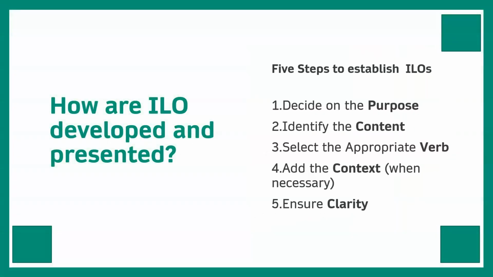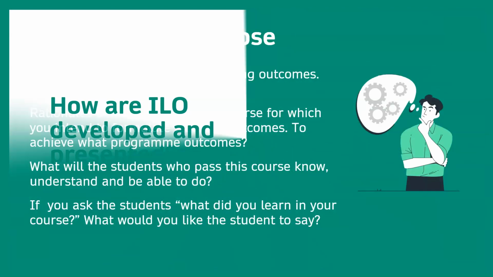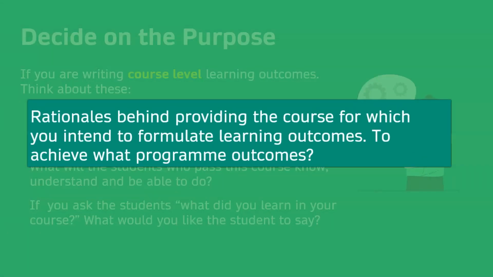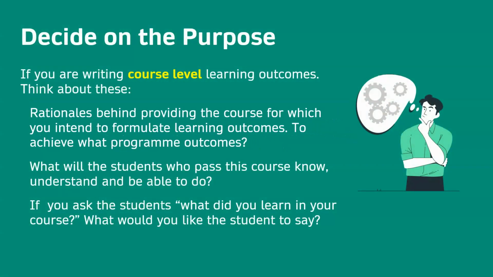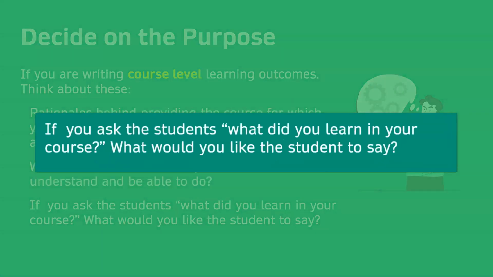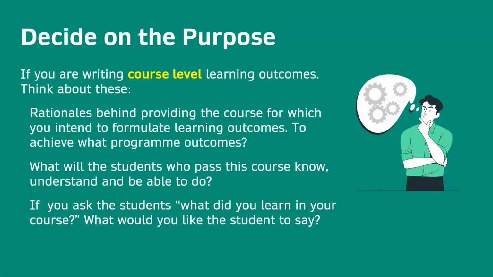Let us look at these 5 aspects in a little more detail. We consider writing learning outcomes for a course. That is a relatively large volume of learning in a selected subject area having several principles, concepts, and perhaps applications. To decide on the purpose, think of the rationales behind providing the course, for which you intend to formulate learning outcomes, and to achieve what program outcomes. Next, think of what the students, who pass the course, will know, understand, and be able to do. If you ask the students, "What did you learn in your course?" what would you like the student to say?